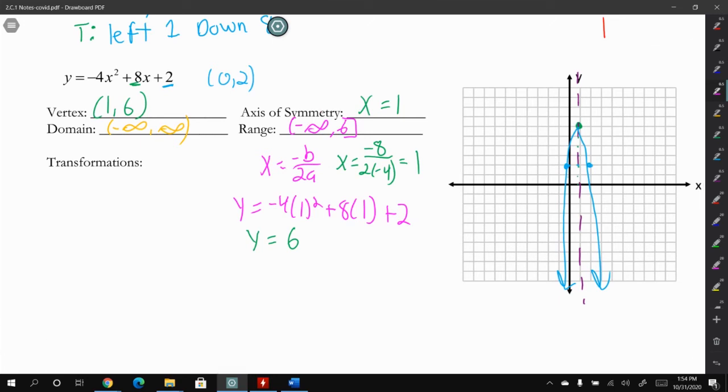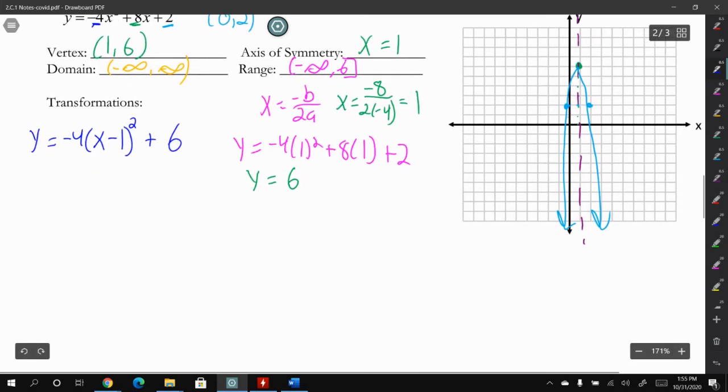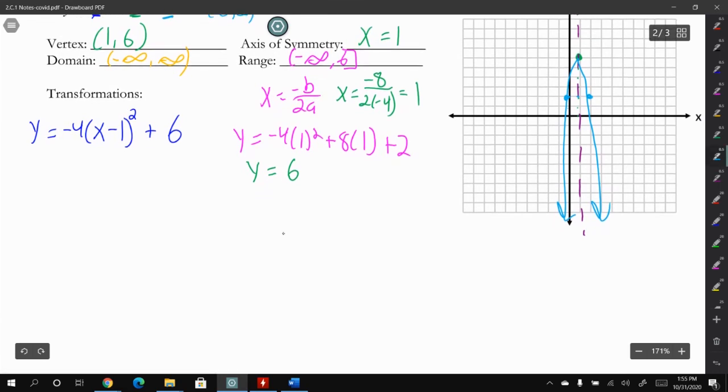Well, transformations, again, that is the RST, and we could even take this standard form function and write it in vertex form. y equals, our a value is -4, (x minus h), well, h is the x coordinate of the vertex, so -1, squared, plus k. Our k value is the y coordinate of the vertex, which is 6. So now that we have our vertex form, we could write the RST.